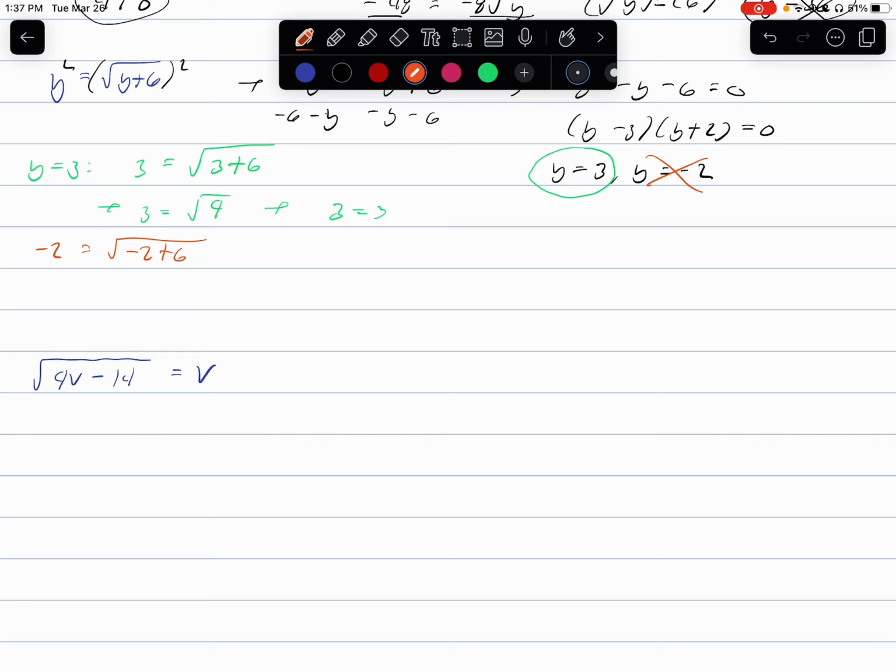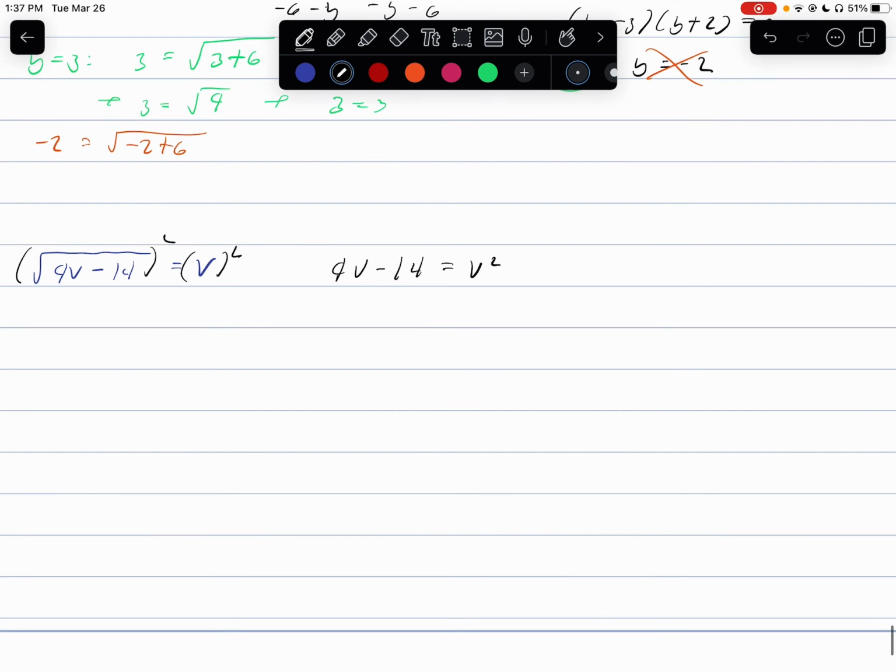Now let's take a look at the square root of 9v minus 14 is equal to v. So let's go ahead and start by squaring both sides. And that's going to give us that 9v minus 14 is equal to v squared. If we set this up like a regular quadratic equation, we can get to v squared minus 9v plus 14 is equal to 0.